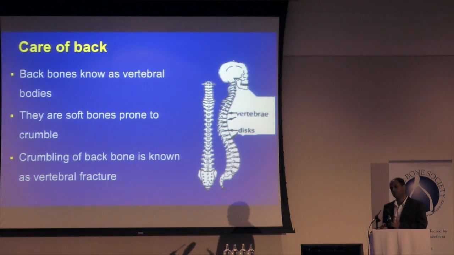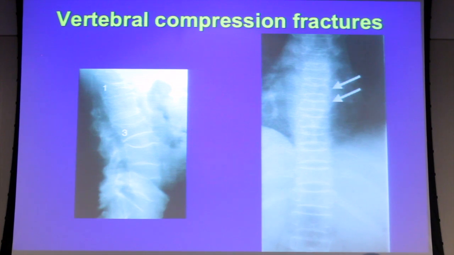Now, it's very important to take care of the back because the backbones can crumble. They are soft bones which are prone to crumbling, and crumbling of backbones is known as vertebral fracture. Therefore, one should be aware that this is a complication which can occur, and it should be carefully monitored for.